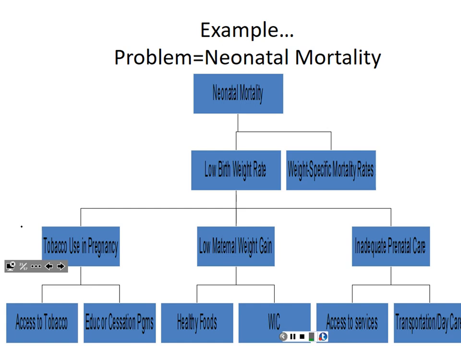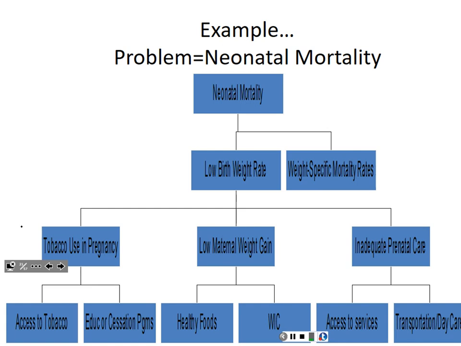Now let me ask you this, if you're designing an intervention to impact neonatal mortality, where are you going to start? Your intervention is going to address what? The determinants, the direct contributing factors, or the indirect contributing factors? The indirect contributing factors. So your intervention is going to seek to limit access to tobacco or provide cessation programs for pregnant women or increase access to healthy foods for pregnant women or provide health insurance to pregnant women. So you're going to try to influence, again, those community-specific factors in order to change the level of the direct contributing factors, leading to a change in the level of the determinants, ultimately leading to a change in the level of the health problem.